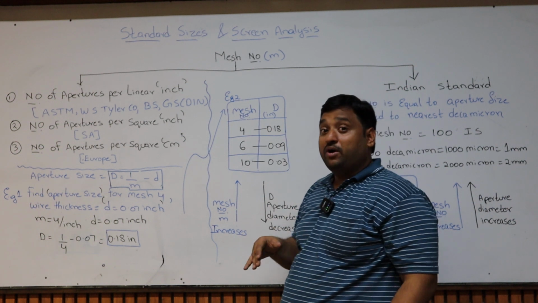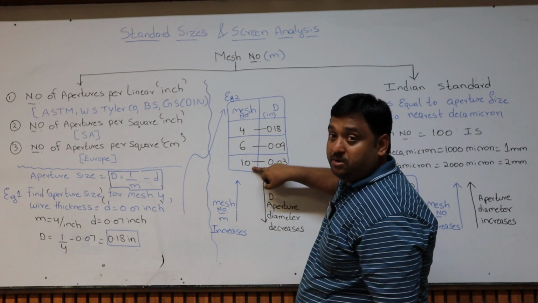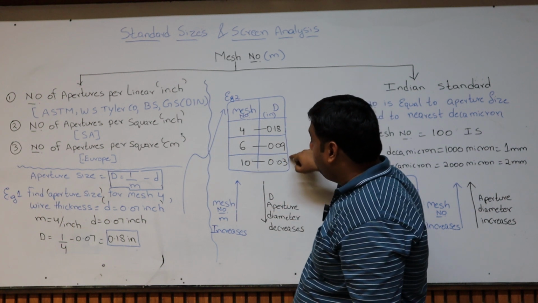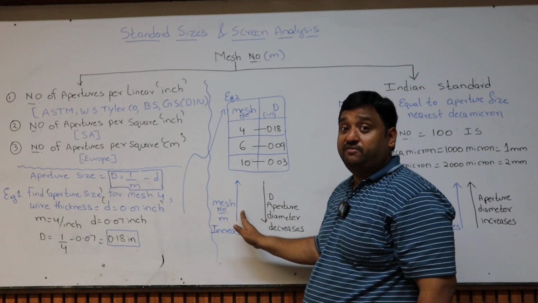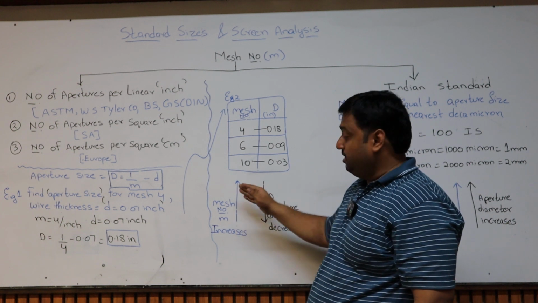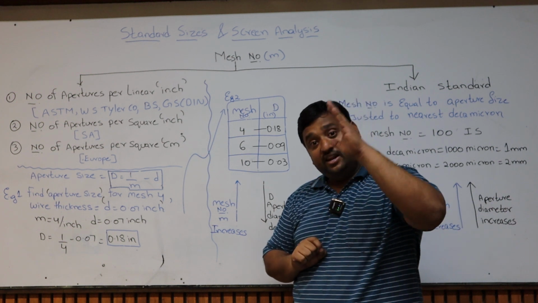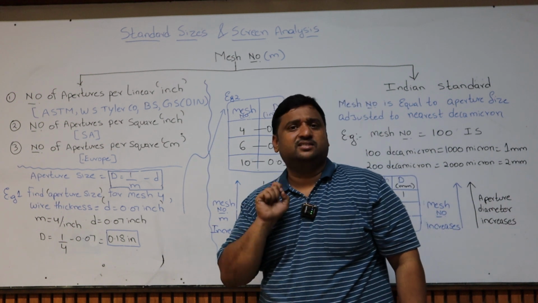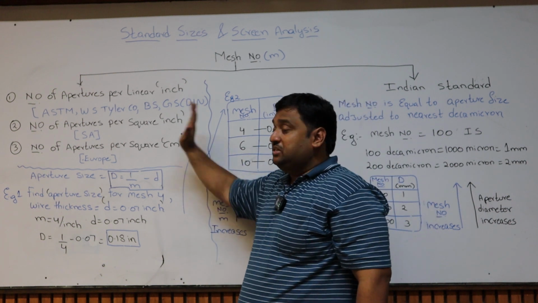What is the typical trend you have observed here? If you increase the mesh number, the diameter of the opening is reduced. That is why it follows the reverse trend. Increasing the mesh number decreases the opening size of the screen. The higher the mesh number, the smaller the screen opening diameter. This is one set of definitions.